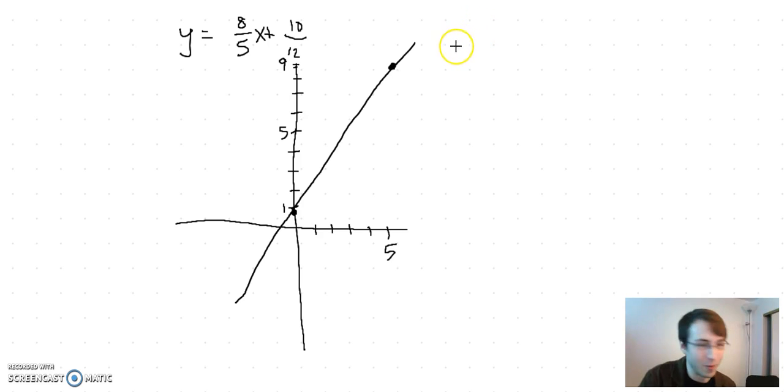We've got a few minutes. Why not just do one more just to solidify the concept? But let's do a negative. y equals negative 2/3 x plus 1/4.